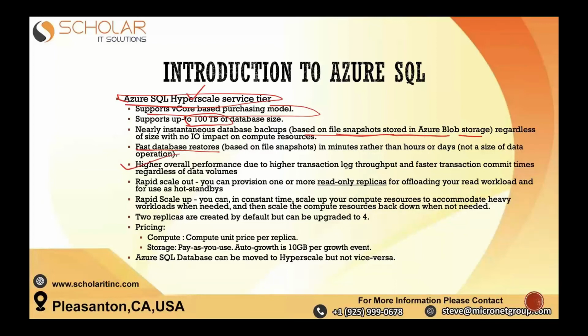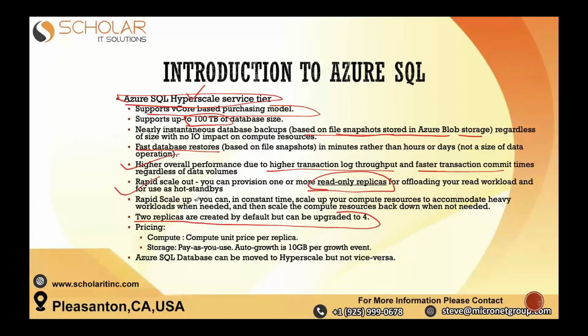Okay, because of the way it is built, the way its model is, we'll see how its model is. It provides faster transaction commit time. It provides higher transaction log throughput. Okay, it scales rapidly. You can have one primary and up to 3 secondaries, and those can be readable secondaries. Okay, you can offload your read workload. 2 replicas are created by default, but can be upgraded to 4.